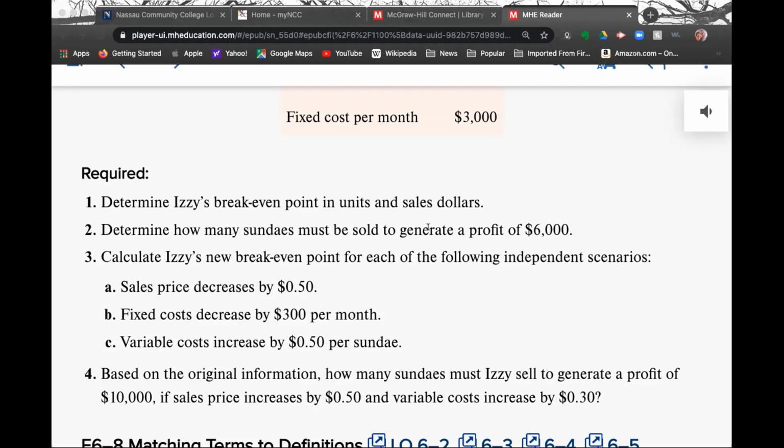So here we go. Fixed cost plus target profit divided by contribution margin per unit. 3,000 plus 6,000 is 9,000. 9,000 divided by 3, 3,000 sundaes. I would have to sell 3,000 ice cream sundaes to generate that $6,000 profit. That's part 2.